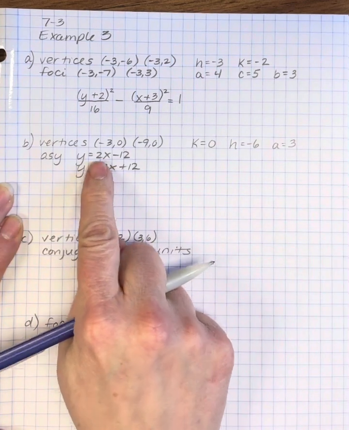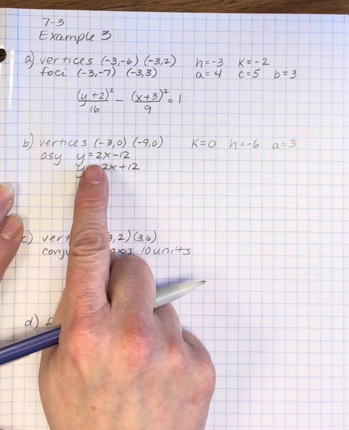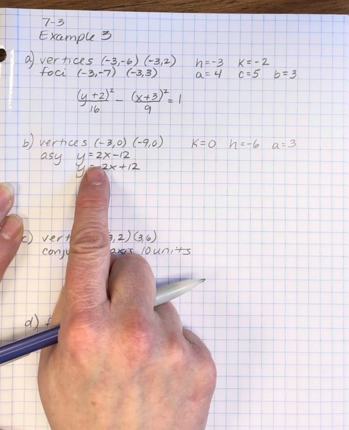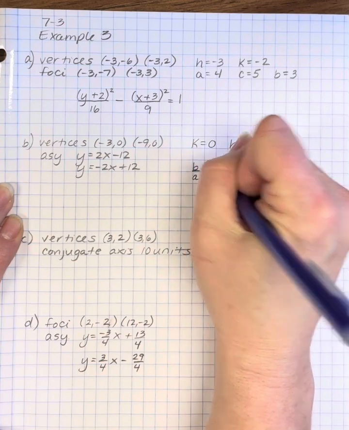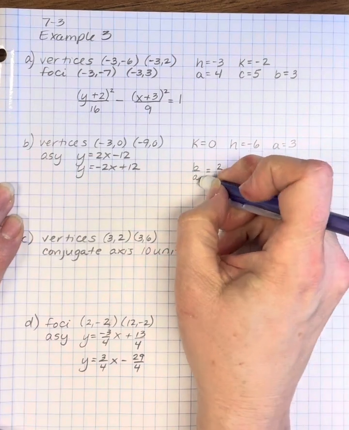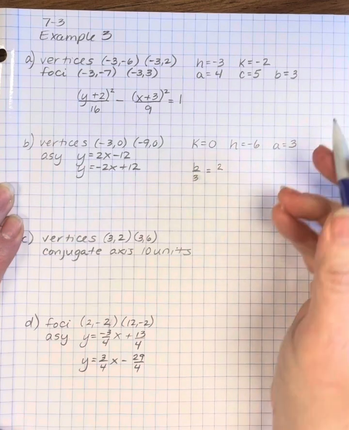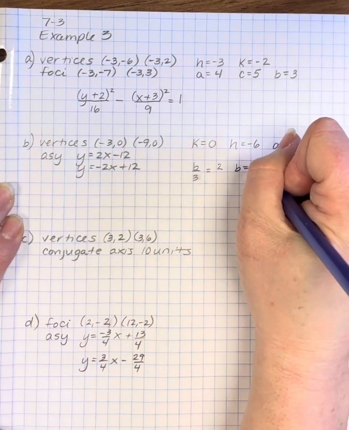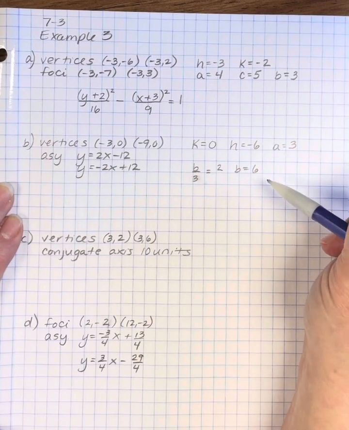Now they gave us asymptotes. Here's the tricky part, okay? So this is horizontal, so my slope is equal to B over A or -B over A. Well, I don't want to deal with the negative, so I'm just going to say B over A is equal to +2. Well, if I know that A is 3, and I can plug that in, that means that B would have to equal 6. So as long as I have A and B, I don't need C to write my equation.